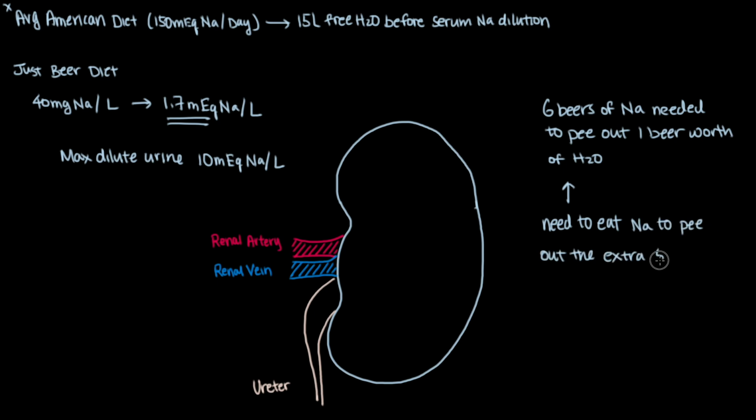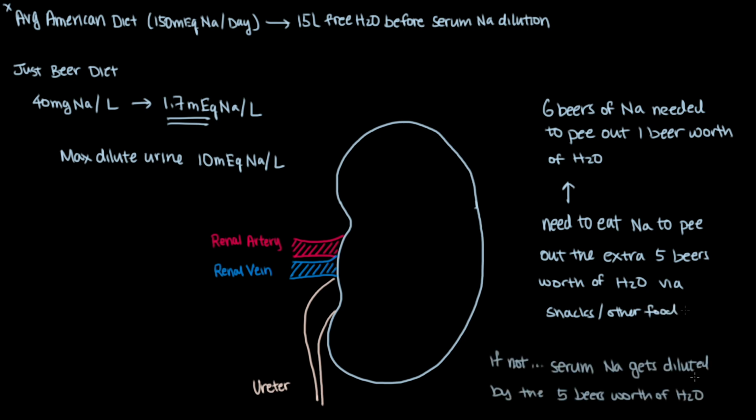Now, I'm not promoting people to drink 6 beers in a day, but if you were to drink 6 beers in a day, you're probably eating other things and snacking on other things along with it, which gives you the extra sodium to be able to pee all that water out.